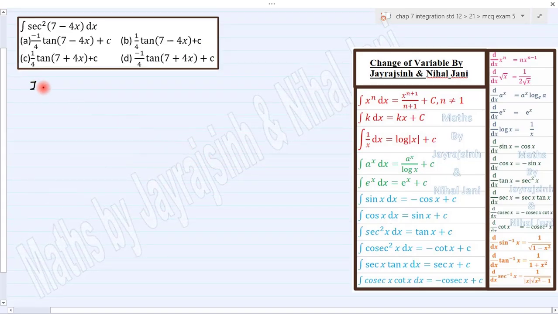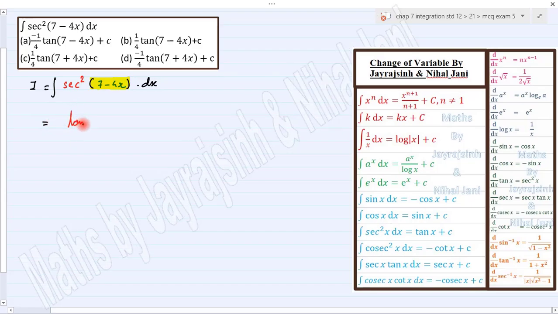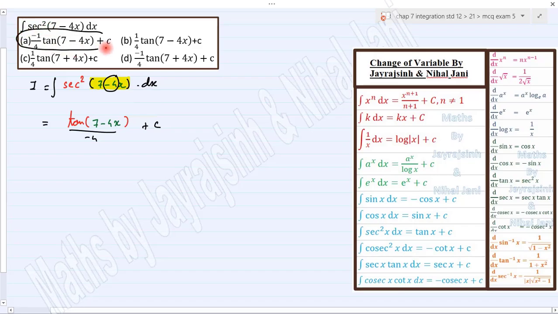In this question, you have to integrate sec square 7 minus 4x. Your inner function is 7 minus 4x, which is a polynomial of first degree. So let's consider a box around it. Integration of sec square box is simply tan box. Within the box, we have 7 minus 4x. So don't forget to divide by the coefficient of x, which is minus 4. Plus c. So your final answer is minus 1 by 4 tan 7 minus 4x, which is given in option A. Ta-da!